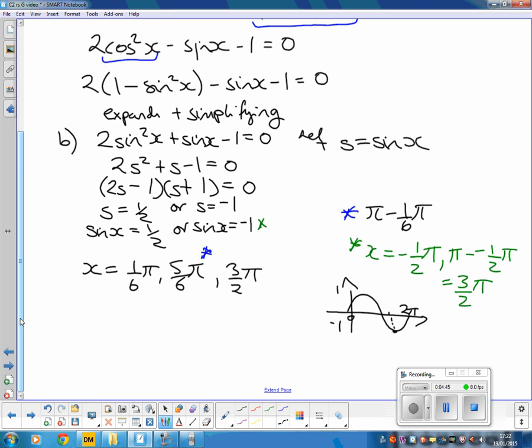And that's a special case. There's only one solution between 0 and 2 pi, because it's the minimum point of the graph. So that's all my answers.